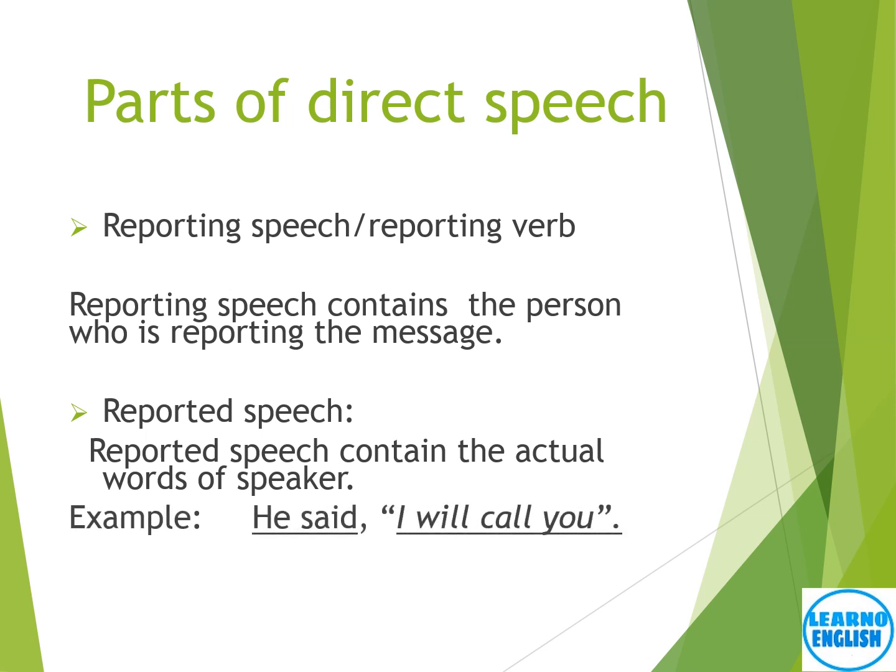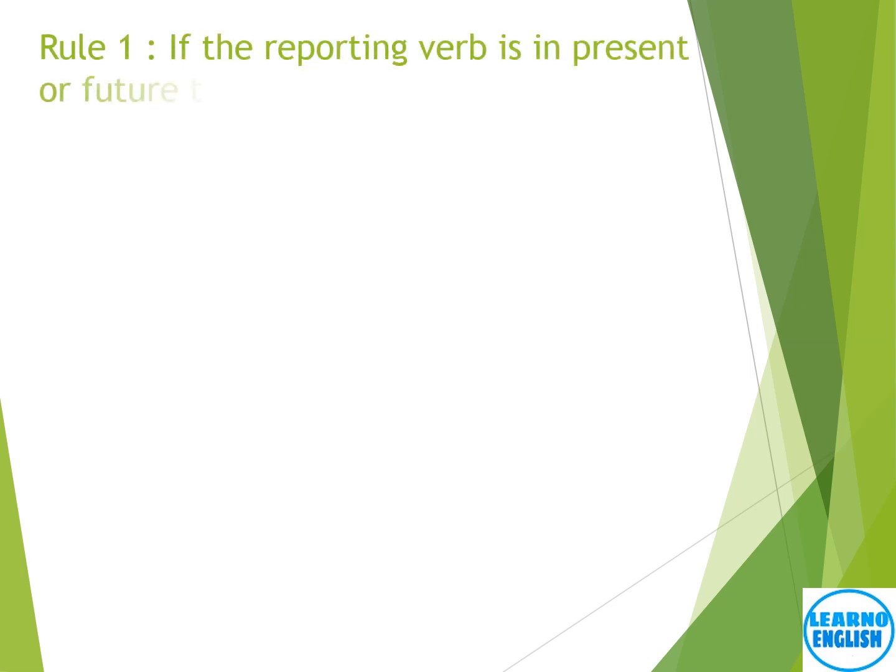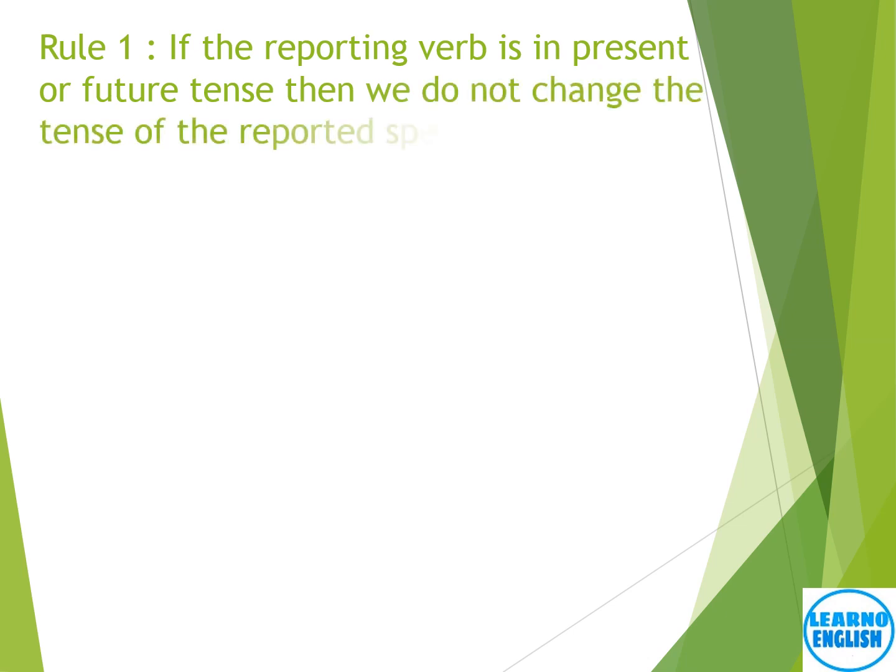Look at this example. He said, "I will call you." Here, "he said" is the reporting speech. "I will call you" is the reported speech. You should identify this, because on the basis of this itself, you will be able to change the sentence from direct to indirect. Now let us come to the first rule.